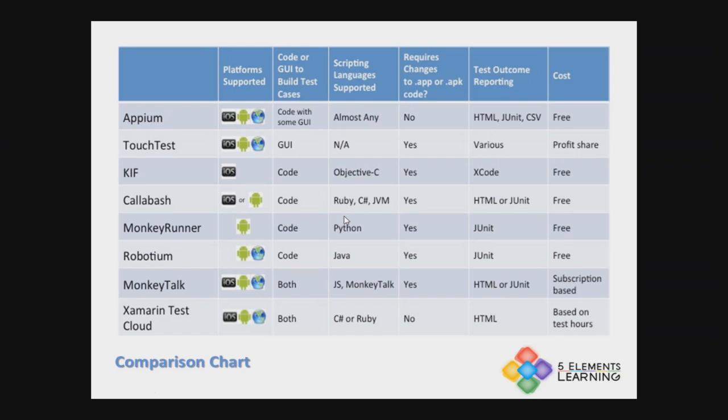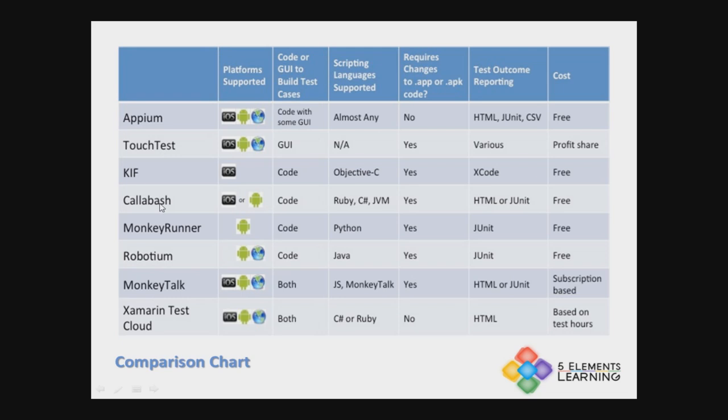Now, in this chart, we effectively talk about the different tools and what are all the benefits which we get. So, APM supports all three platforms. It is free of cost. It supports almost any scripting languages, and you do not have to make any changes in your application.